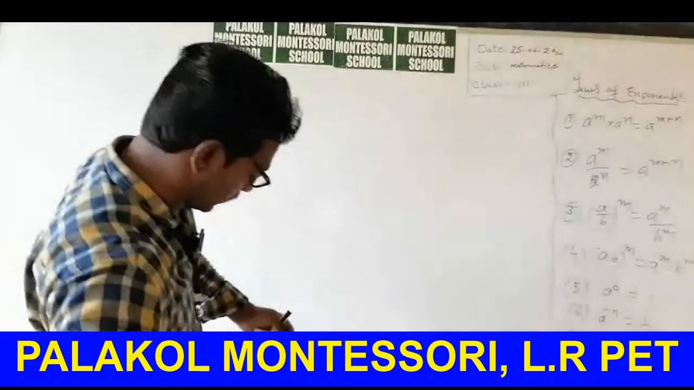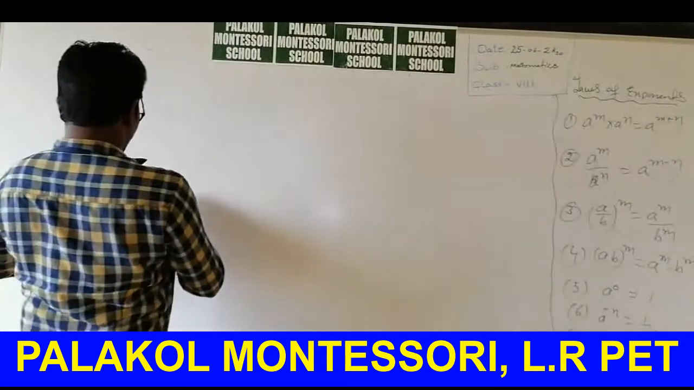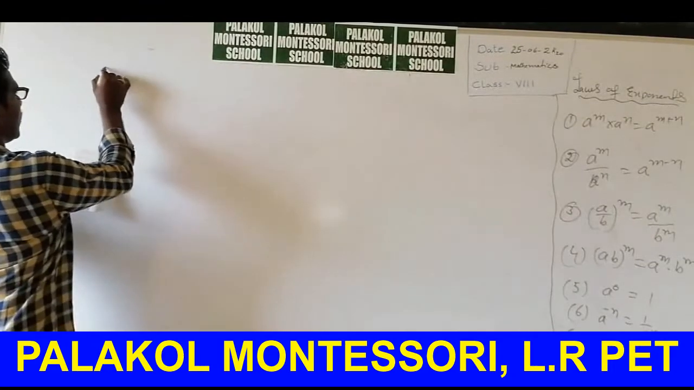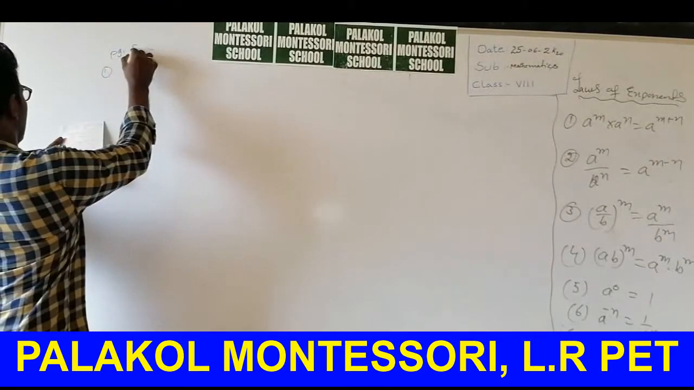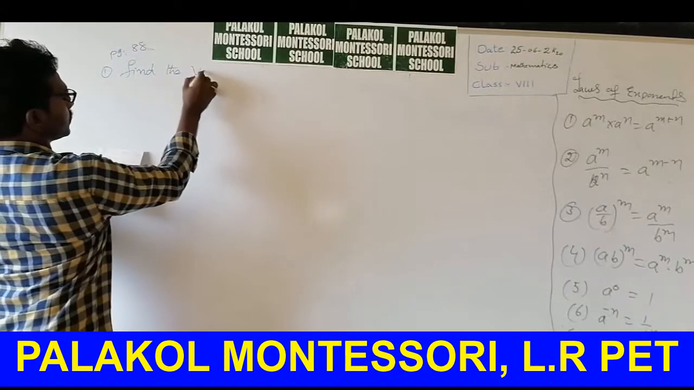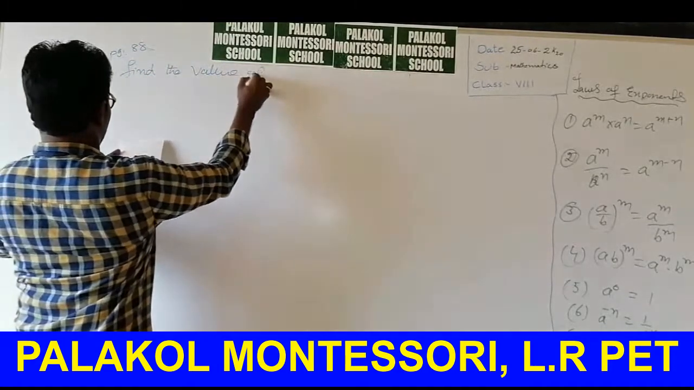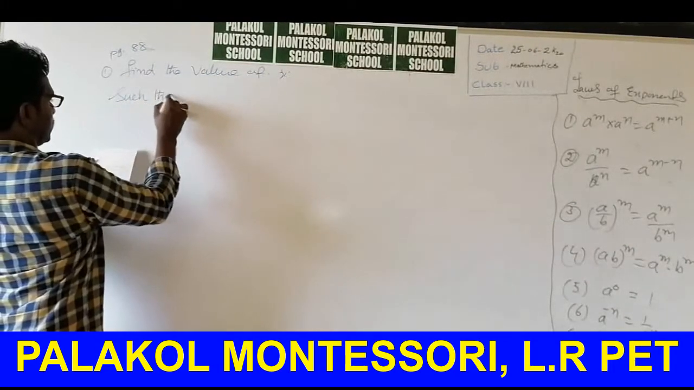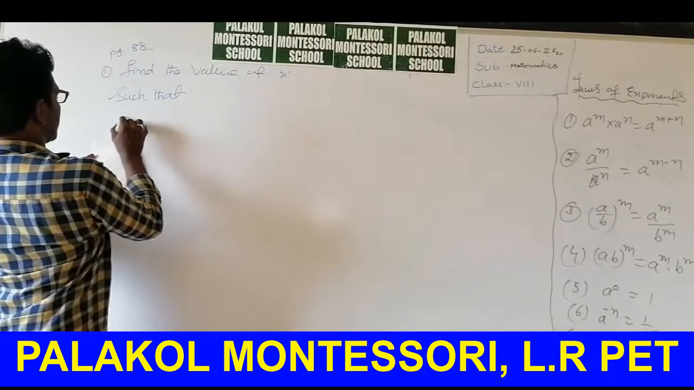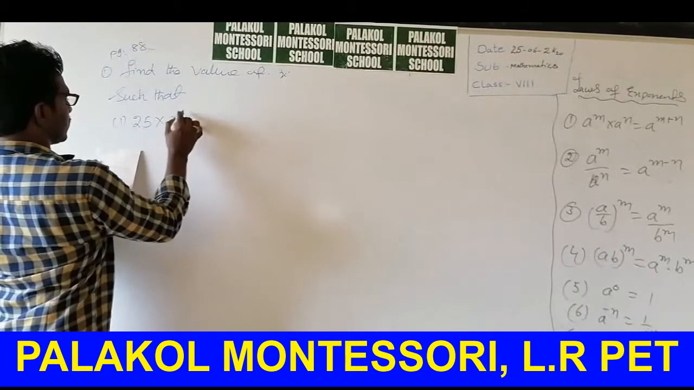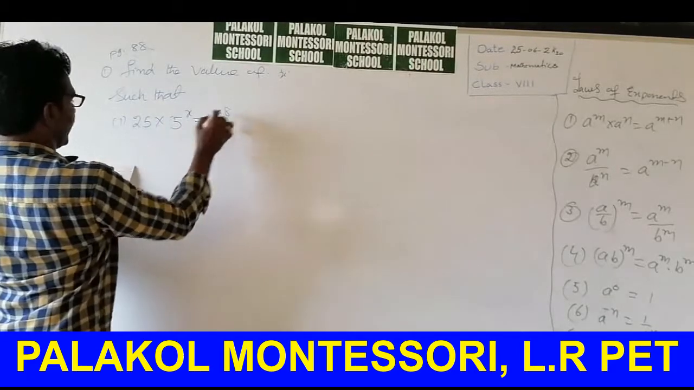Right, guys. Find the value of question number 1, page number 88. Find the value of x such that: first question, 25 times 5^x is equal to 5^8.